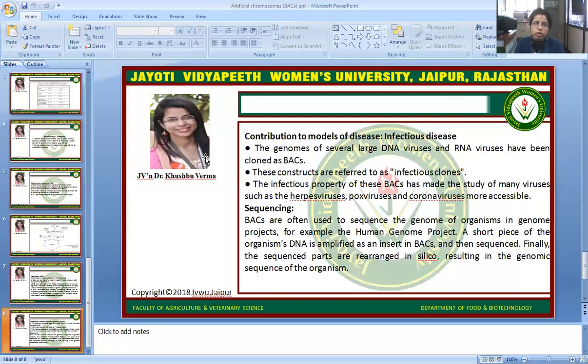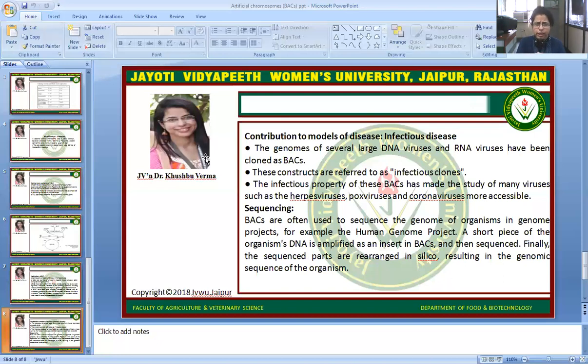If we talk about the contribution to modeling infectious diseases, the genomes of several large DNA viruses and RNA viruses have been cloned as BACs. These constructs are referred to as infectious clones. The infectious property of these BACs has made the study of many viruses such as herpes virus, pox virus, and coronavirus more accessible.